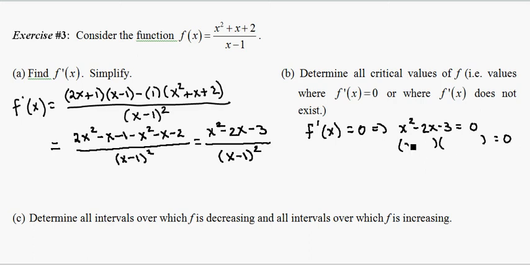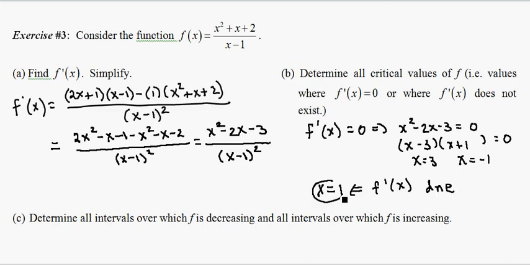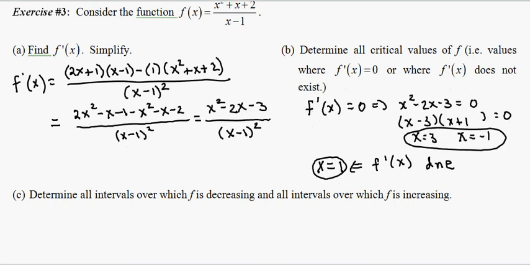So let's factor this. We'll get x minus 3, x plus 1, and x equals 3, and x equals negative 1. Neither one of those make the denominator 0, although when the denominator is 0, we get another critical value to consider, x equals 1, right? This actually is something that makes f prime non-existent. Does not exist. So we really have three values of x that we want to keep front and center. 3, negative 1, and 1.